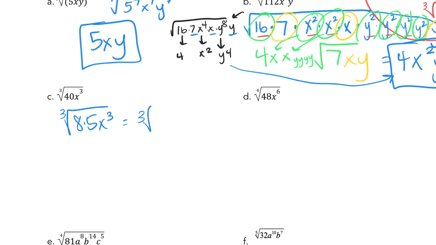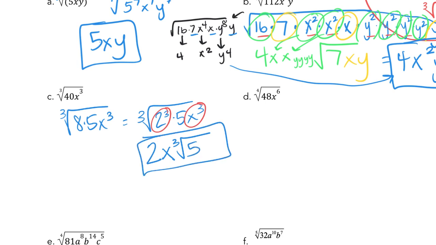Well, you don't have to do this. You don't have to break it apart into 2 cubed and then x cubed like this. But just to reiterate, as long as you know what the cube root of 8 is, the cube root of 8 is 2, that's going to come out. This is a perfect cube. This is a perfect cube. So anything that's a perfect cube is going to come out of the cube root, and anything that's left over is just under the root. Okay, so we get 2x cube root 5.